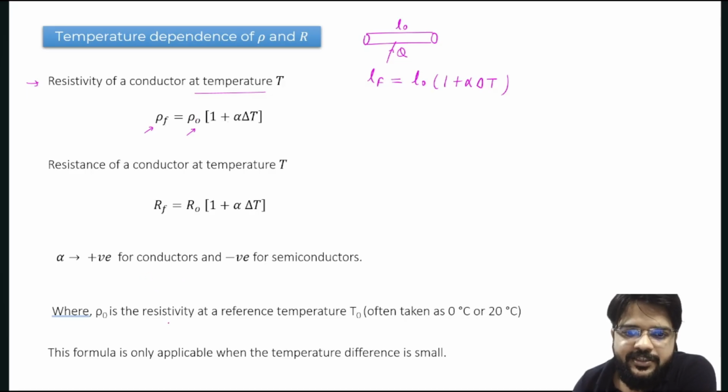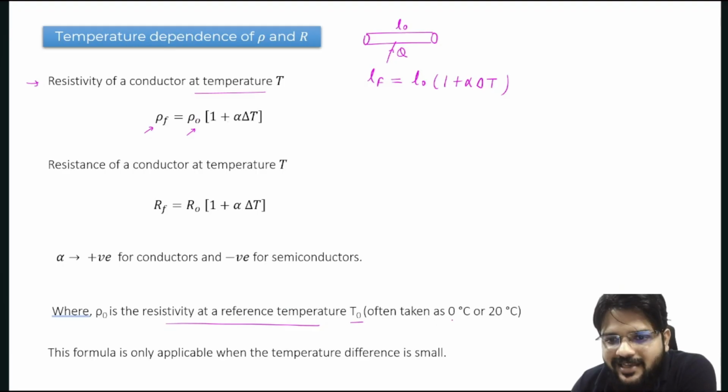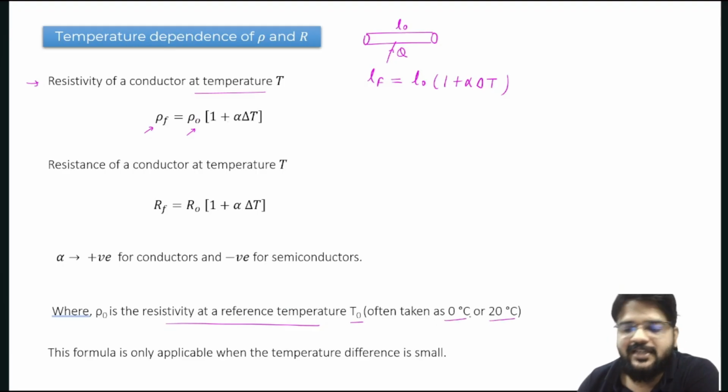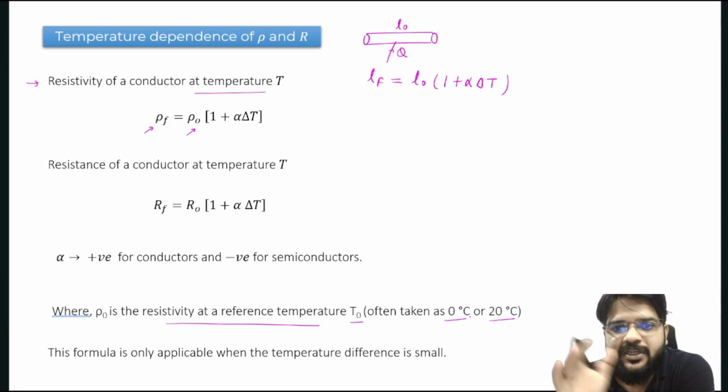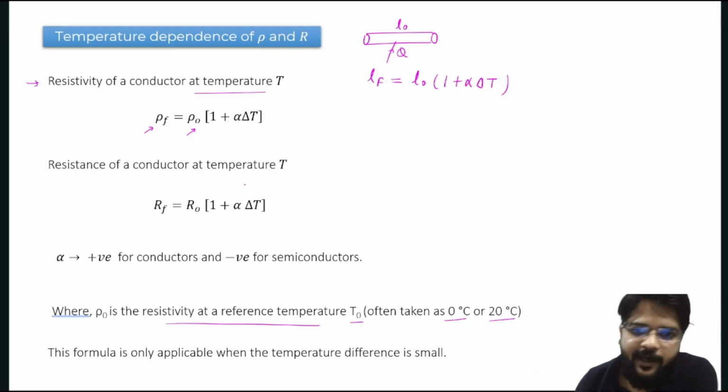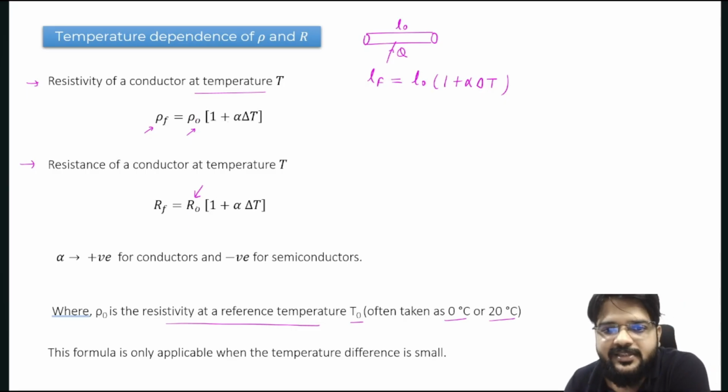Rho naught is the resistivity at the reference temperature T naught, taken as 0 degrees Celsius or 20 degrees Celsius, correct? So rho naught is the resistivity at temperature T naught, and T naught can be 0 degrees Celsius or 20 degrees Celsius, and this is our reference temperature. Is it clear to everyone what rho naught and R naught are? Something similar happens with R naught also. So the final resistance of the conductor at temperature T can be written as R naught (1 plus alpha delta T), correct?